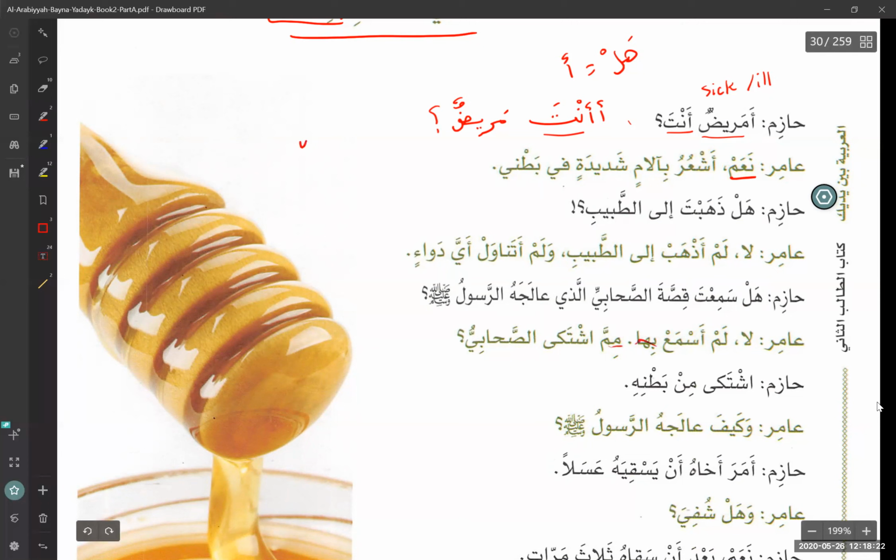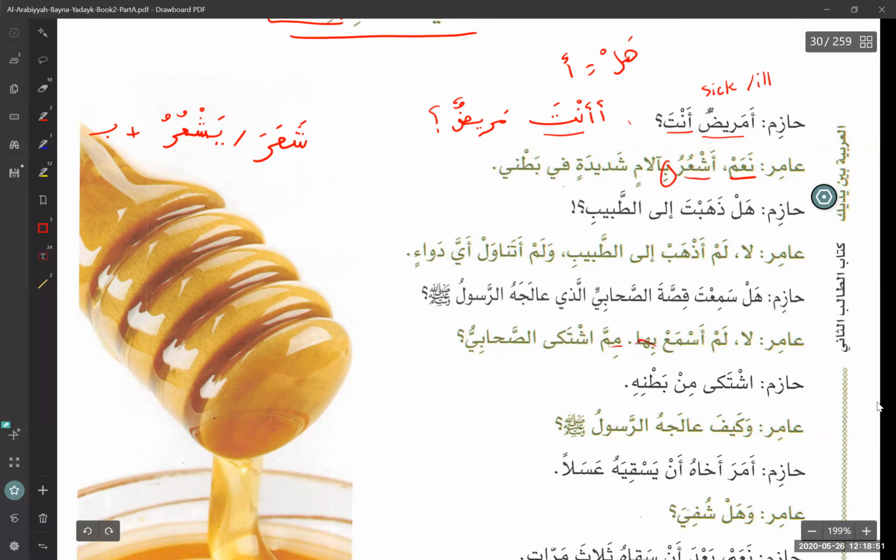So أشعر is I feel. Okay, so what is the verb? Verb is شعر يشعر. شعر يشعر means to feel. And you always have to add the حرف الجر با with شعر. شعر يشعر. So أشعر ب, I feel.